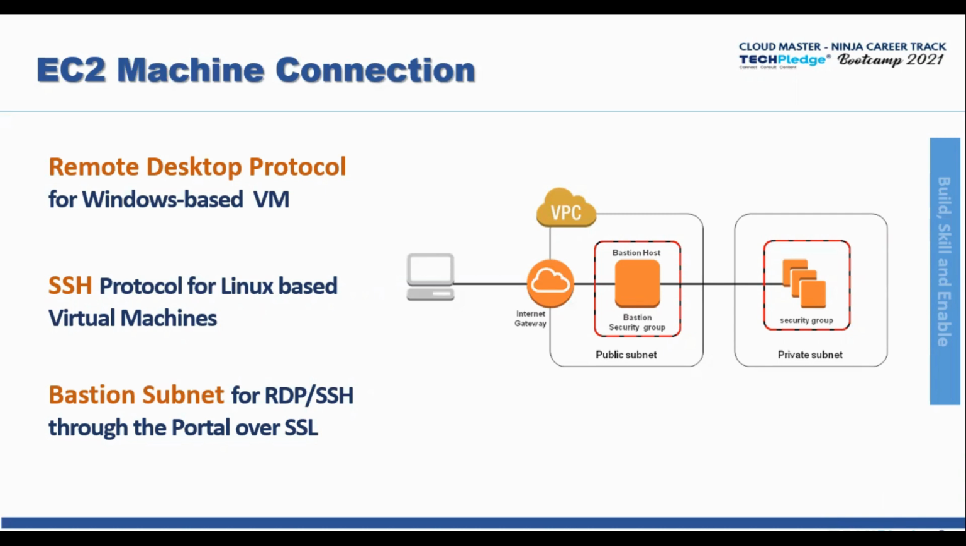So this is how the bastion subnet works, and this is how the EC2 machine connections are done. For Windows we go for RDP, for Linux based virtual machines we go for SSH, and if we need a highly secured environment for your application, we go for the bastion subnet, which is through a portal login through Secure Socket Layer for RDP as well as SSH.